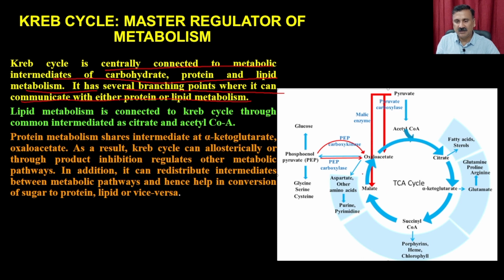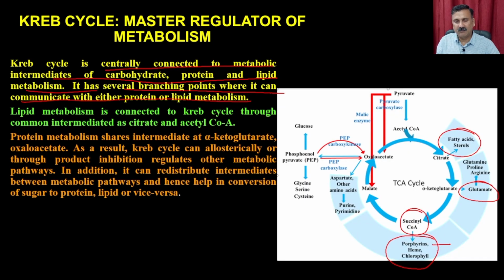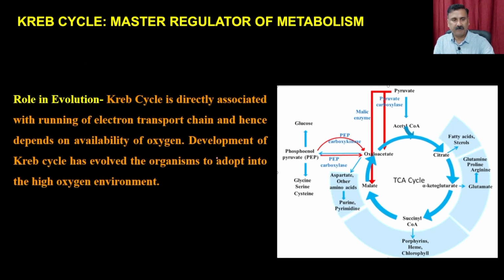So what you see here is extensive communication of the Krebs cycle with many types of pathways. For example, the fatty acid pathways, steroid production, protein pathways, and so on. And then it is also connected with heme synthesis. Succinyl-CoA can be utilized by the many enzymes involved in heme synthesis. Similarly, you can also see that it is involved in the production of nucleic acids. So that's how the Krebs cycle is communicating with many types of pathways.